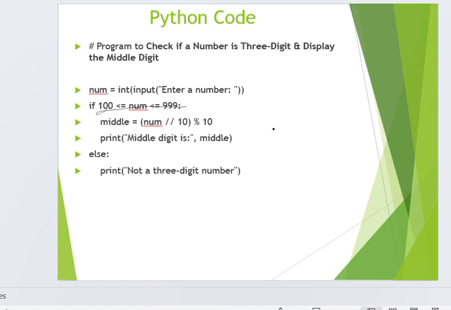Otherwise, if you are using some other programming language, you will write in that case: number is greater than or equal to 100, and in the same line, number is less than or equal to 999. So this is the complete query, because both conditions need to be satisfied, then only the number will be a three-digit number. But in Python it's very flexible, so we are checking 100 less than or equal to num less than or equal to 999. So this is going to check the range of a three-digit number.